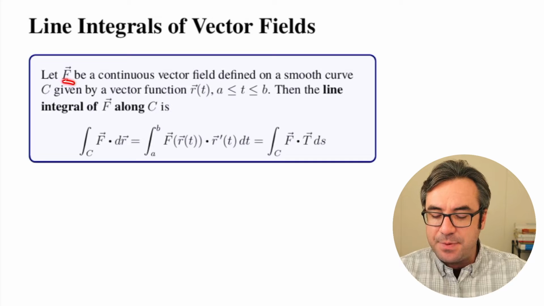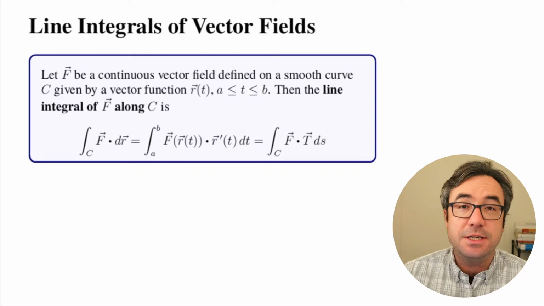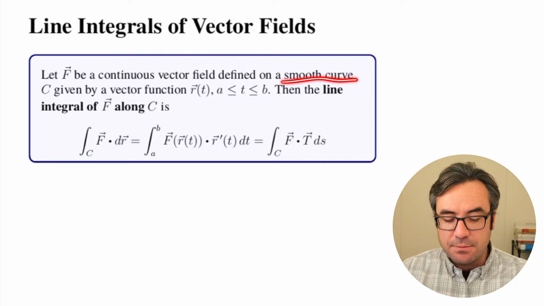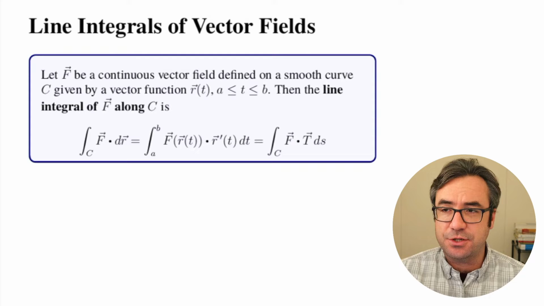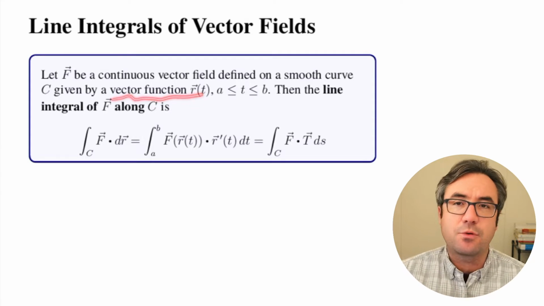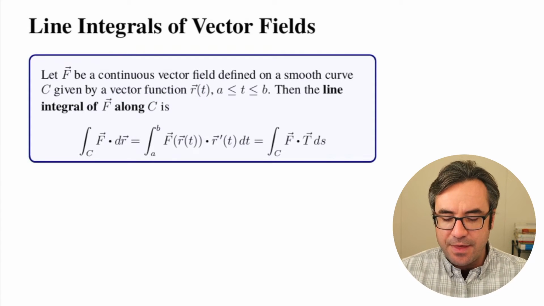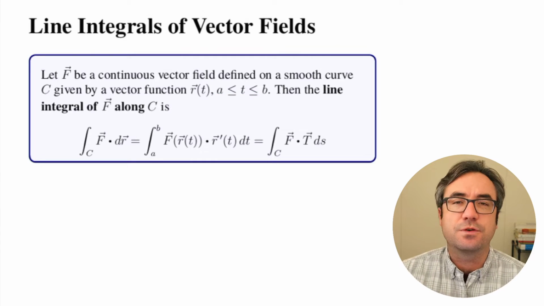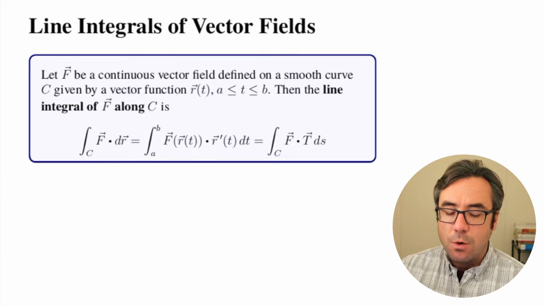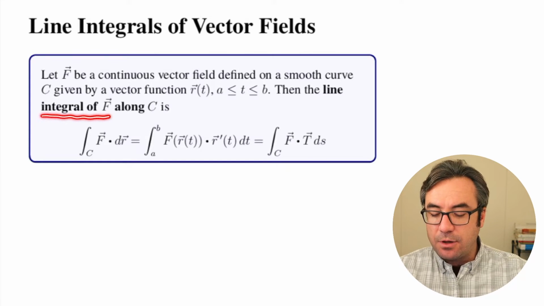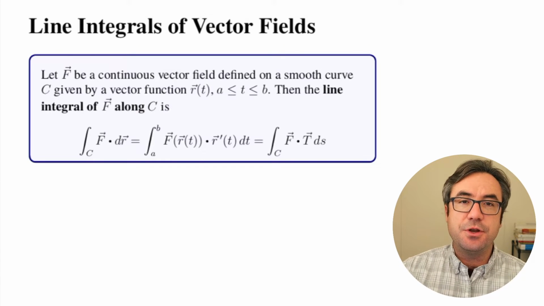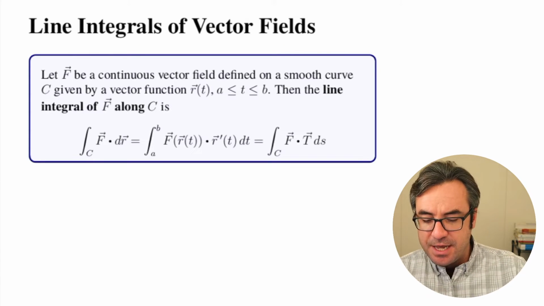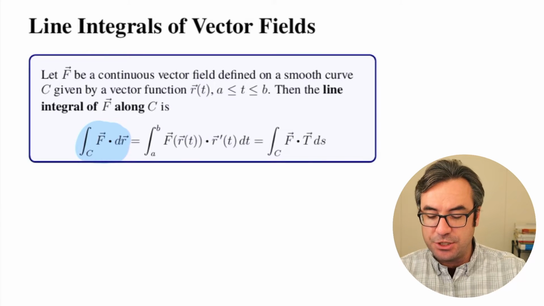So we're going to let F, capital F, be a continuous vector field, and we're going to have some smooth curve C. And we have a vector function that describes this curve. So this vector function, this is our parameterization of that curve. And then we're looking at a section, so over some interval from a to b. Well, we're going to define the line integral of this vector field F along curve C. And so the notation that we're going to use for this is right here. This is the notation.